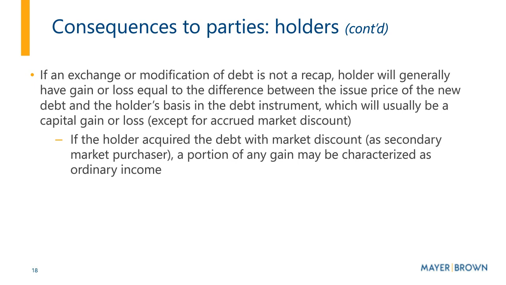And what is the character of this gain? It's generally capital gain or loss, except to the extent of accrued market discount, which would be ordinary.